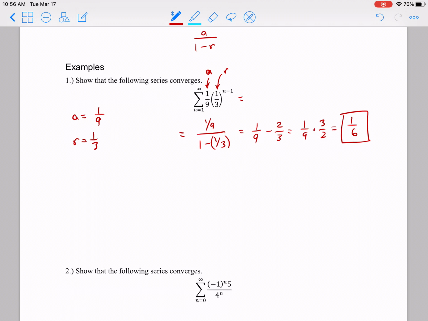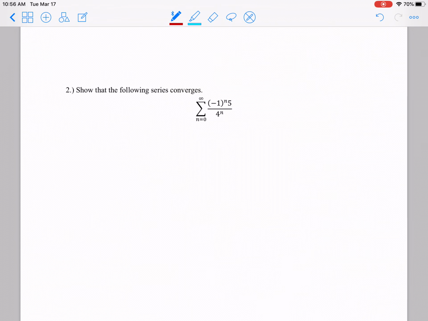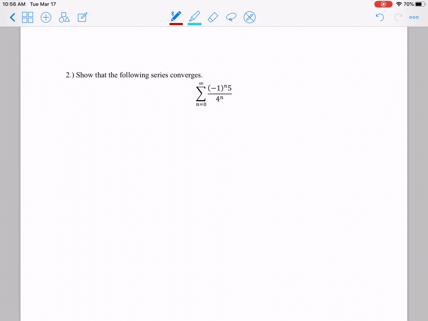Okay, so let's take a look at this next one. It says, show that the following series converges. So here, we can rewrite this as our sum from n equals 0 to infinity, and we're going to do -1/4, because if you notice, -1 is to the n and the 4 is to the n, so we can bring them together to the n times 5 and bring that 5 out in front.